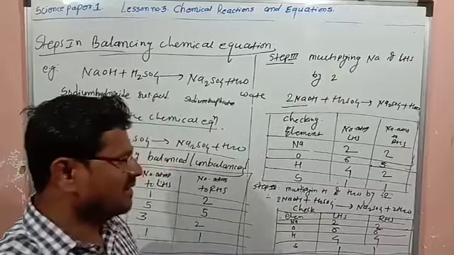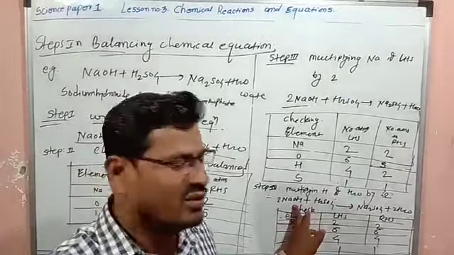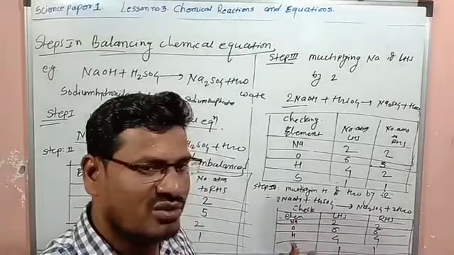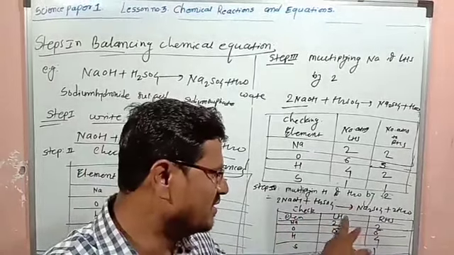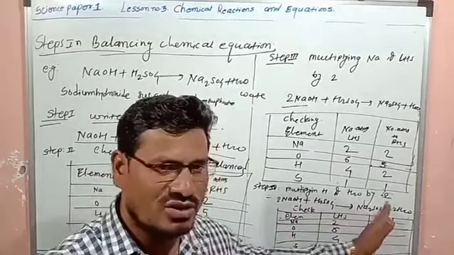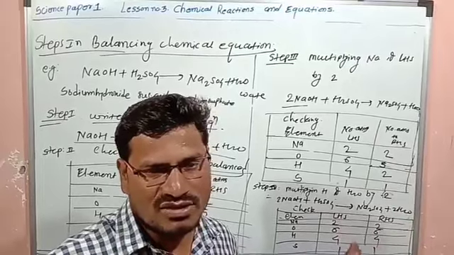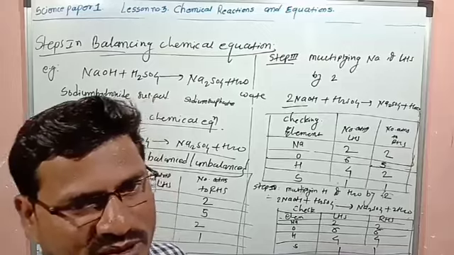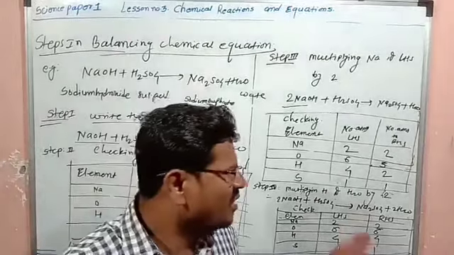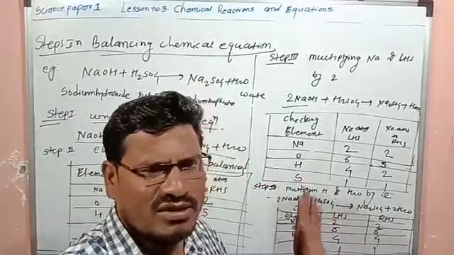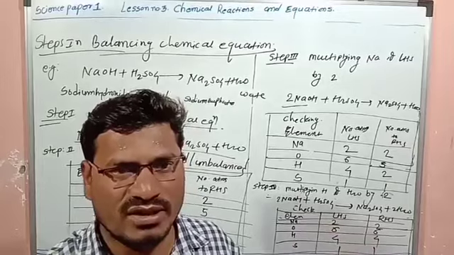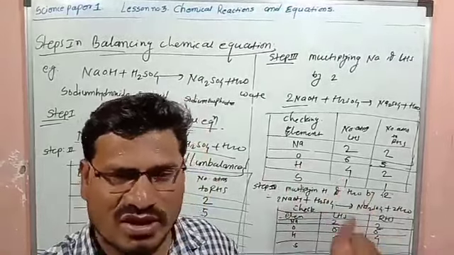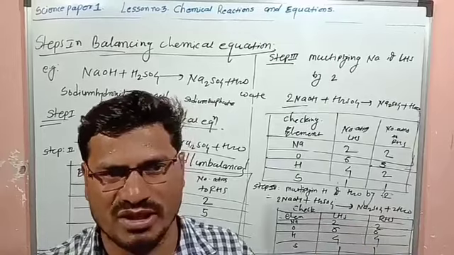So in this chemical equation, you can see the number of atoms of sodium, oxygen, hydrogen, sulfur to the LHS are the same as to the RHS. So this chemical equation is balanced. So the last step is there. What is the last step? Step number 5, in which you have to write the balanced chemical equation, and then all your steps will get completed.